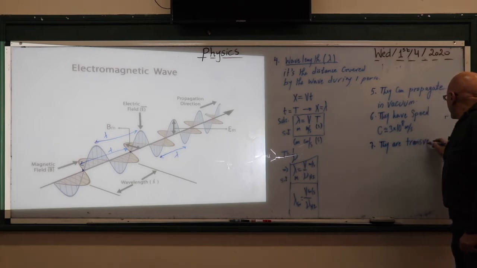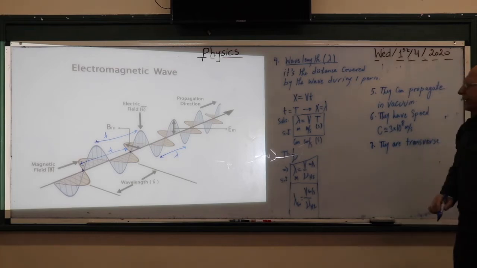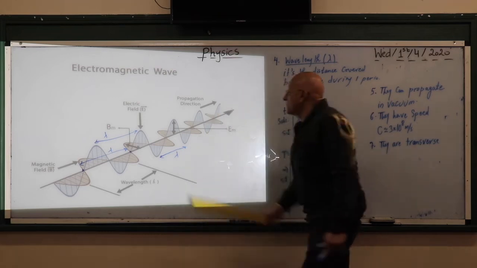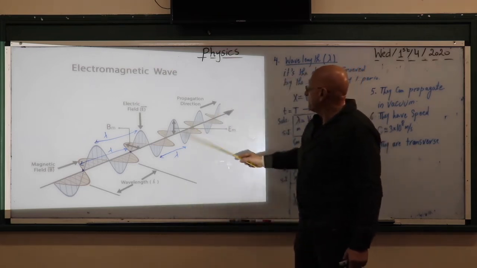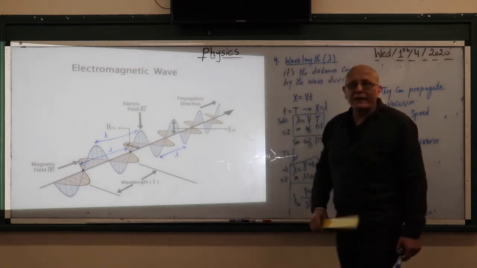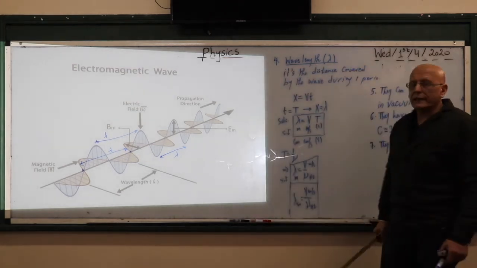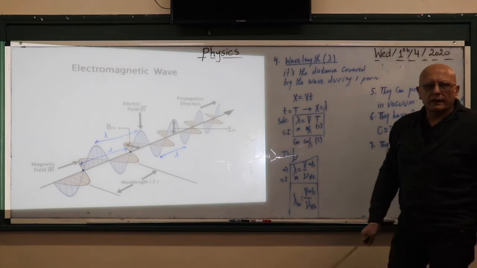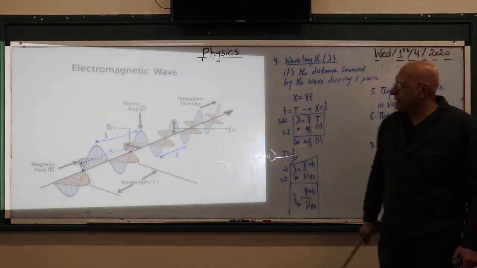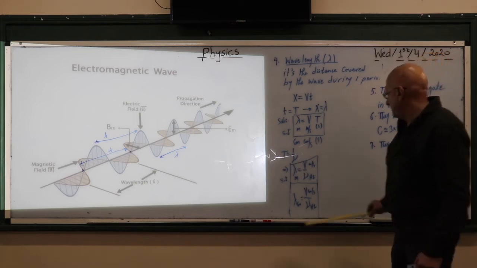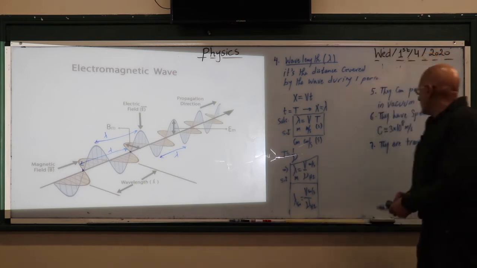What do we mean by transverse? I mean by transverse that E or B are always perpendicular to the direction of propagation. At all times, E and B cannot be parallel to the direction of propagation. Okay.